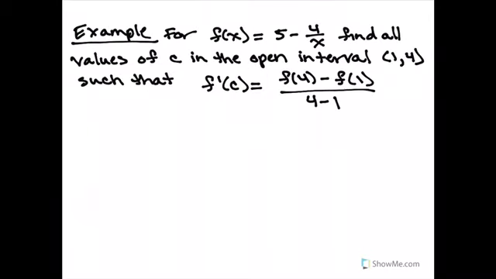Okay, so our function, which I just showed you the graph of, is f of x equals 5 minus 4 over x. Find all values of c on the open interval from 1 to 4 such that the derivative of c equals the slope for those points going from 1 to 4. So first we need to find what f of 4 minus f of 1 over 4 minus 1 is. That means I've got to evaluate the function at 4 and at 1.